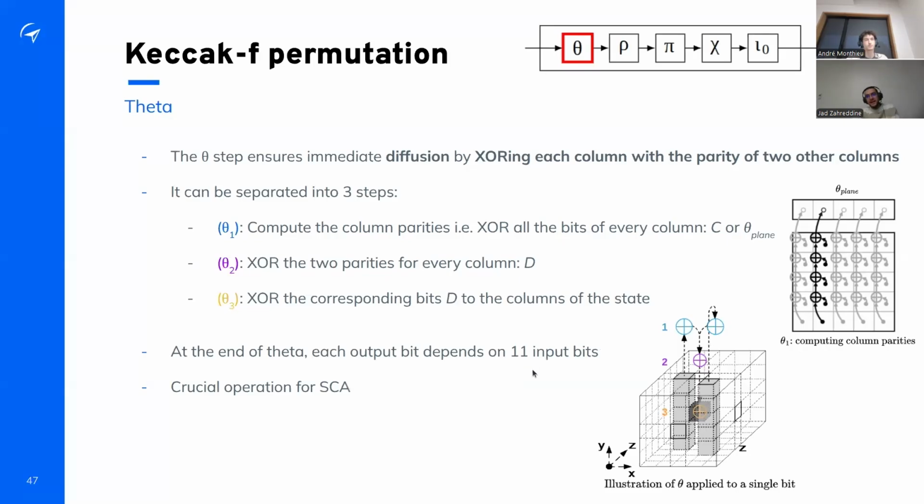So at the end of theta, each output bit depends on 11 input bits. This is a crucial operation for side-channel analysis. We'll see that with Andre later.